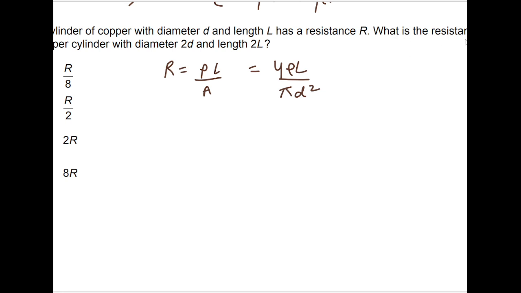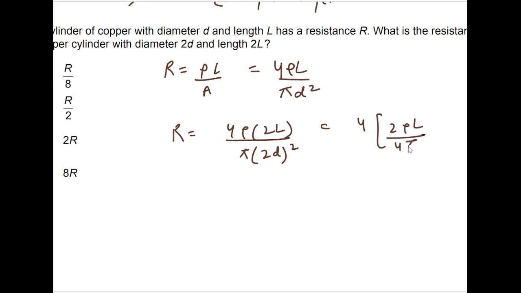Now they are asking us to calculate the resistance of a copper cylinder with double the diameter and double the length. So I use this formula rho. Instead of length I can write 2L, and instead of diameter I can write 2D squared. Simplifying this equation, I get 2 rho L by 4 pi d square. The actual formula is 4 rho L by pi d square. So this 2 by 4 is extra, which becomes 1 by 2 R. So that means the resistance will become half. So the correct option is B.